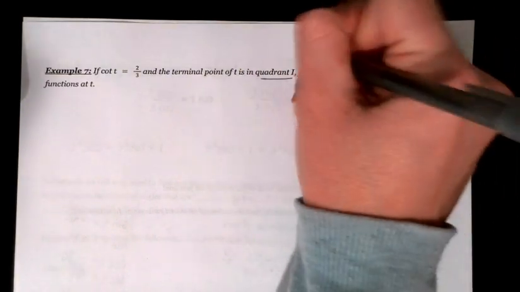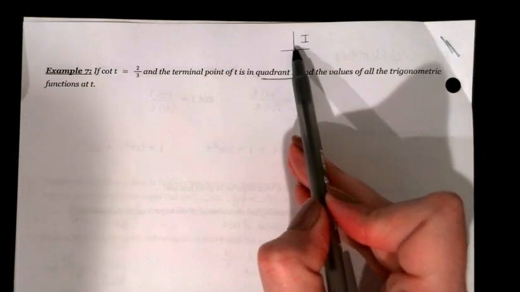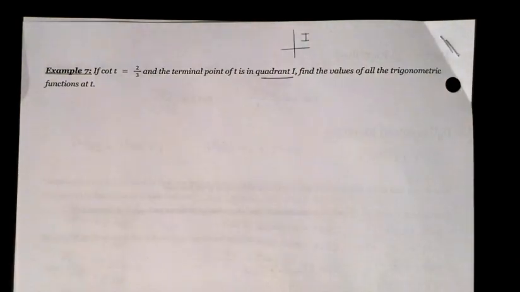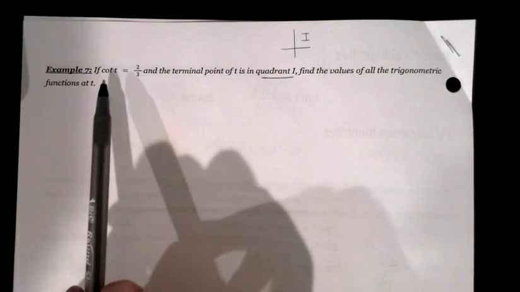So I'm going to make a couple notes here. Quadrant 1 is here. My x value has to be positive. My y value has to be positive. So sine and cosine will both end up being positive. And then I'm given cotangent to start.